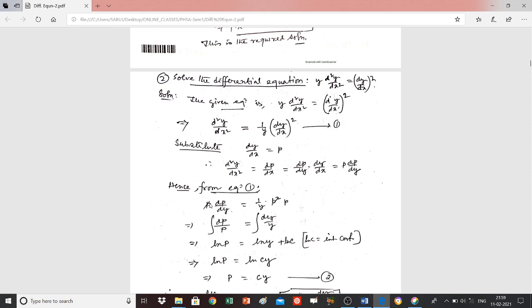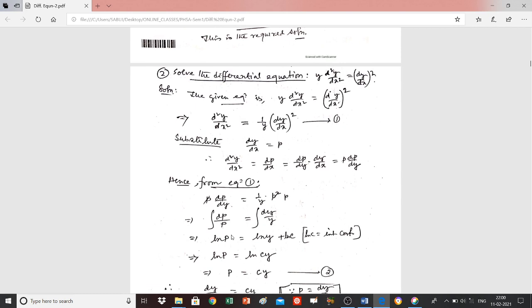So this will result in p dp/dy on the left, and on the right-hand side 1/y times p². So one p from here and one p from here will cancel. So dp/dy = p/y, or from here dp/p = dy/y.